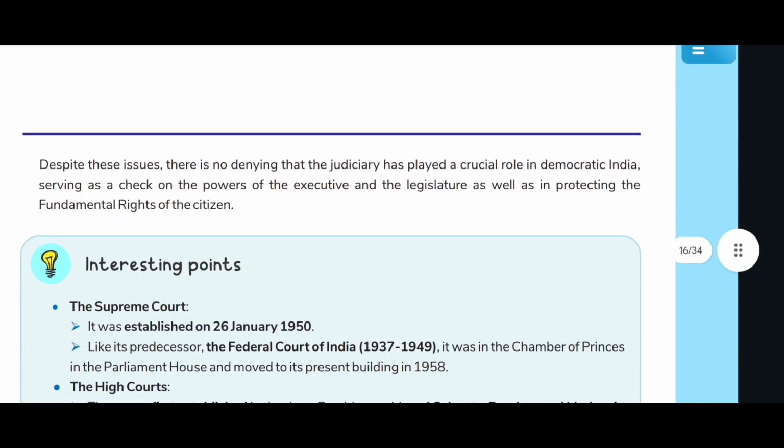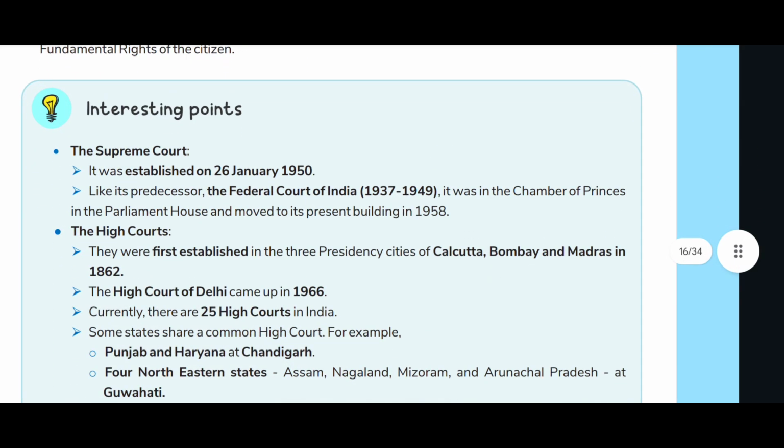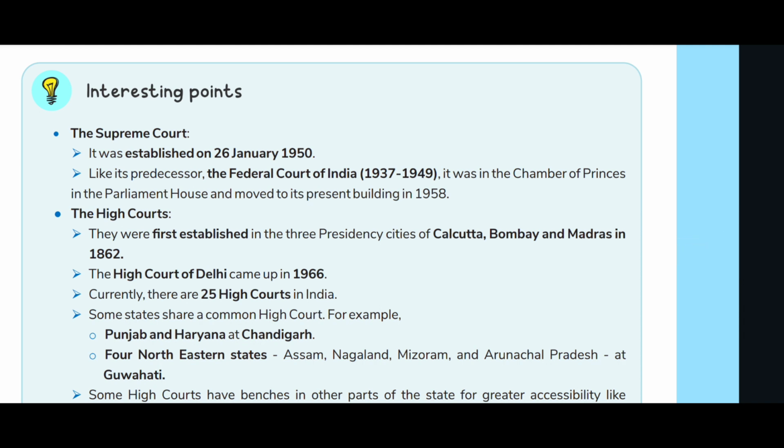Despite these issues, there is no denying that the judiciary has played a crucial role in democratic India, serving as a check on the powers of the executive and legislature as well as in protecting the fundamental rights of the citizens. An interesting point of this chapter is that the Supreme Court was established on 26 January 1950. Like its predecessor, the Federal Court of India, 1937-1949, it was in the Chamber of Princes in the Parliament House and moved to its present building in 1958.